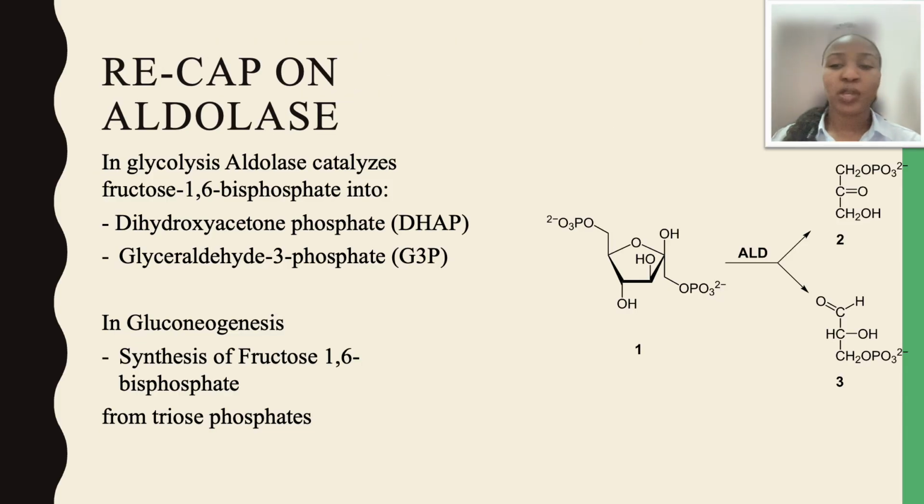So a recap on aldolase, because we are going to speak more about aldolase because it is a special enzyme, even though it's not part of the regulatory enzymes when it comes down to the pathways, but it is very important. Just to refresh the memory, aldolase in glycolysis cleaves the fructose 1,6-bisphosphate into dihydroxyacetone phosphate and glyceraldehyde 3-phosphate. But in gluconeogenesis, it synthesizes it, or I want to say puts them together and forms the fructose 1,6-bisphosphate.